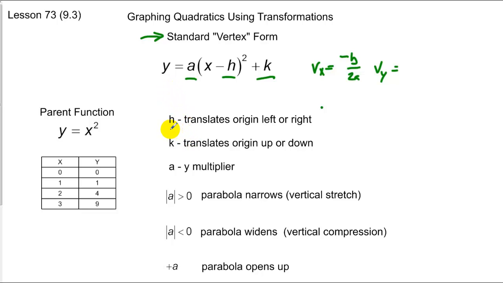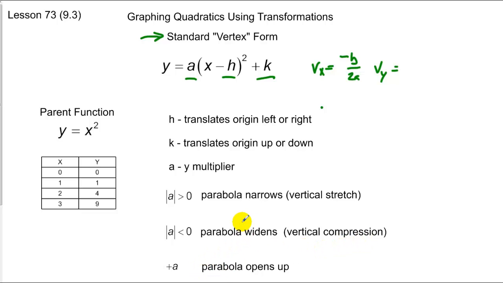In fact, h translates the origin, or your vertex in this case, left and right. K translates the origin up and down. A is still a y multiplier. And when the absolute value of A is greater than 1, we get a narrowing parabola, or what we call a vertical stretch. When the absolute value of A is less than 1, we get a parabola that's a little bit wider than what we would normally see, and it's called a vertical compression.